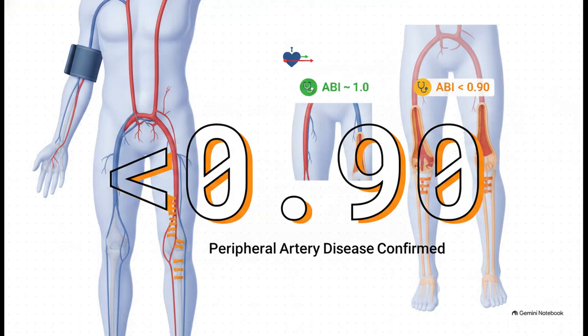So the absolutely crucial point here is this specific number: an ankle brachial index, or ABI, of less than 0.90. The ABI is your undisputed 90% sensitive first-line test. It simply compares the blood pressure in the ankle to the blood pressure in the arm. In a totally healthy person, they should be roughly the same, so the ratio is around 1. But if the pressure at the ankle is less than 90% of the arm, meaning an ABI of less than 0.90, you've just officially confirmed the diagnosis of peripheral artery disease.